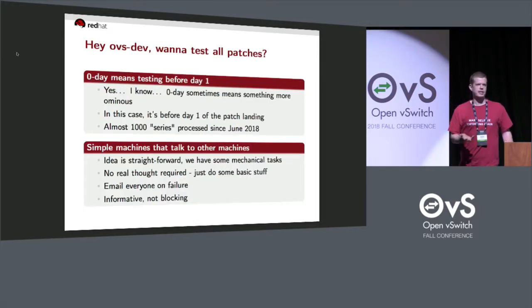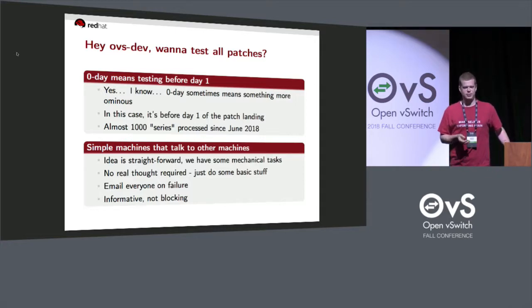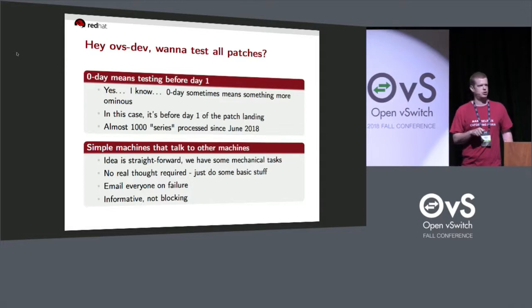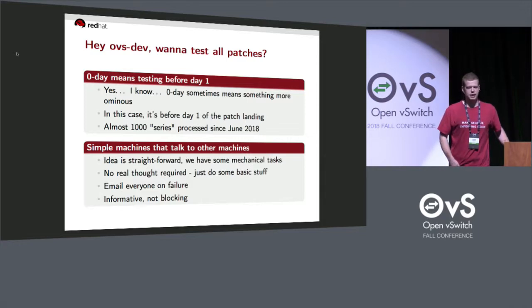All right, so why is it called zero day? I get asked this sometimes. It does not mean security. It actually more just refers to the fact that we're testing things before they've actually been accepted into the tree. So it's day zero testing, before day one. And an interesting stat, we've tested almost 1,000 series just in the last 6 months. So that's pretty cool. It means there's a lot of activity going on, and you should give yourselves a round of applause for that. That's really good.